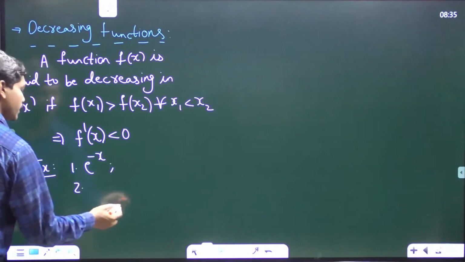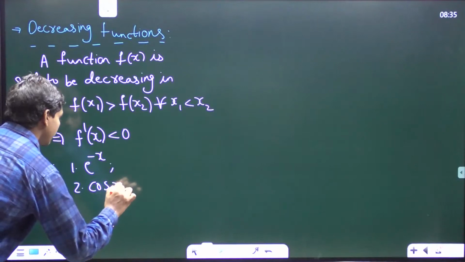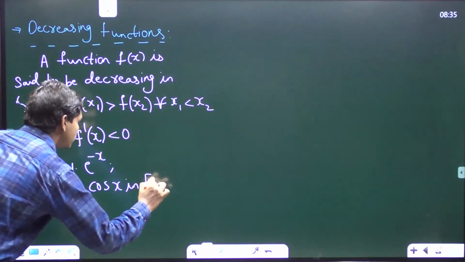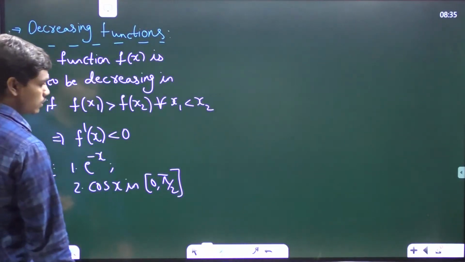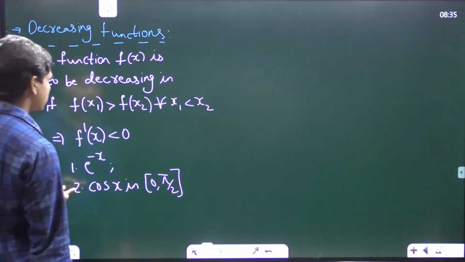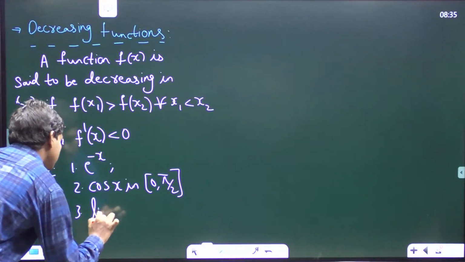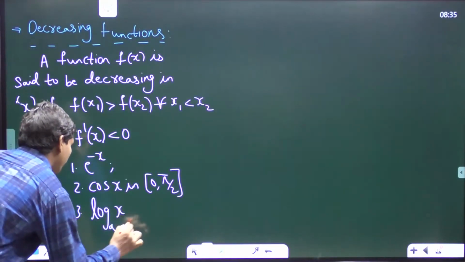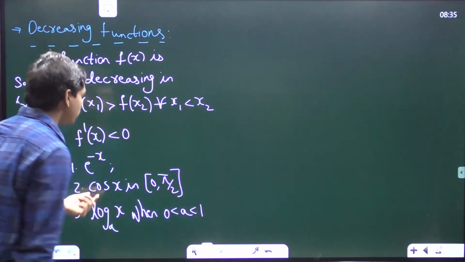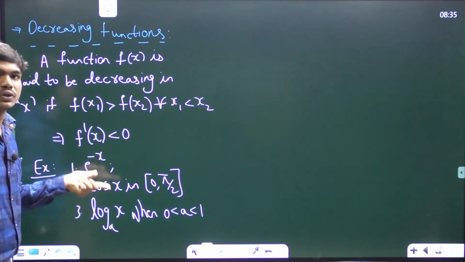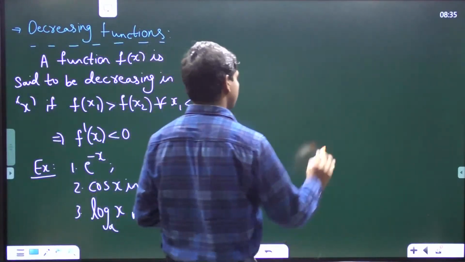And second could be something like cos x in 0 to pi by 2. Okay. You should mention this interval. Okay. Rahul, I hope now you got the things right. And log x to the base a when 0 less than a less than 1. I have given you graphs of these three functions, if you remember. So you can check. If you see, the graphs look something similar to this.